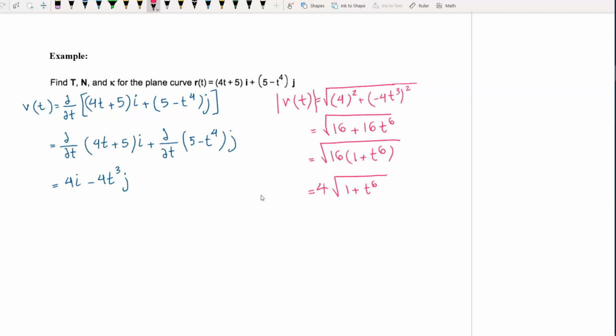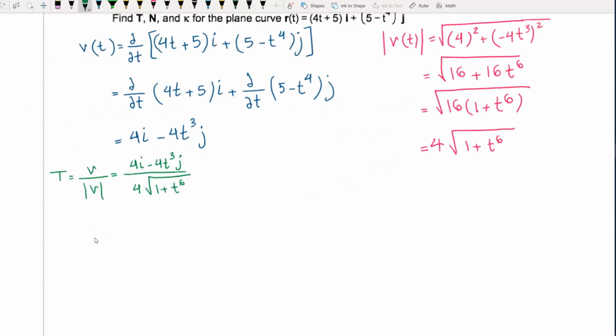The next step is to find the length of v, which is equal to the square root of 4 squared plus (negative 4t cubed) squared. That is equal to the square root of 16 plus 16 times t to the power 6. Now factor 16: the square root of 16 multiplied by (1 plus t to the 6th power), and that is equal to 4 multiplied by the square root of 1 plus t to the 6th power.